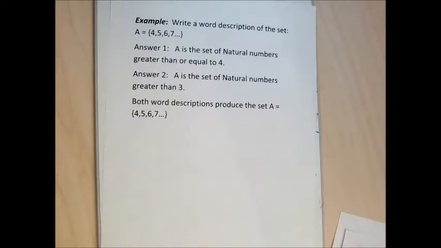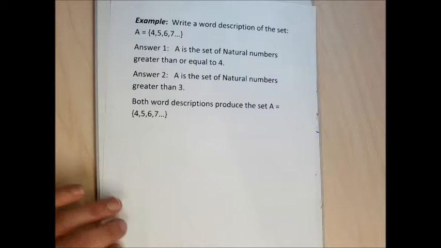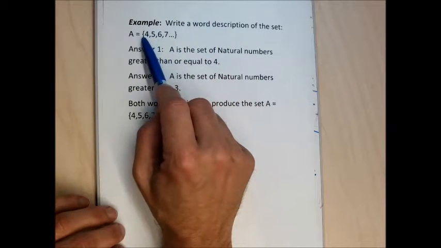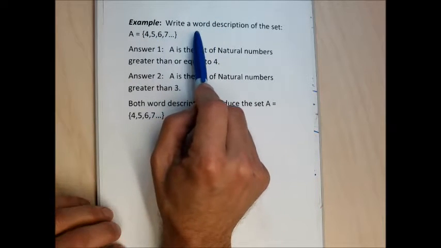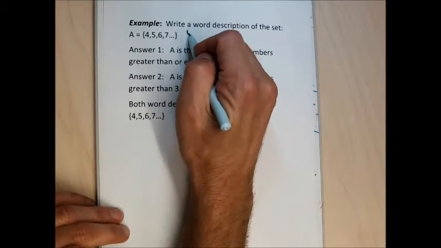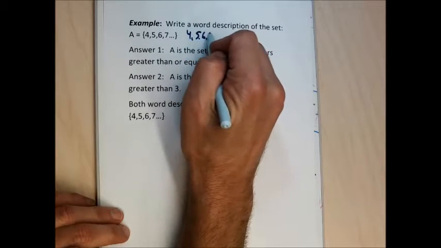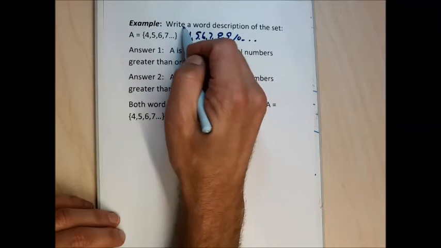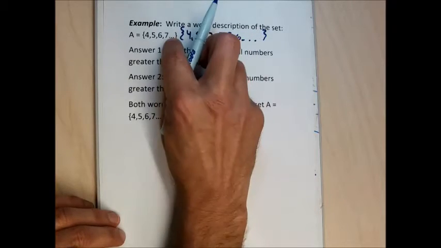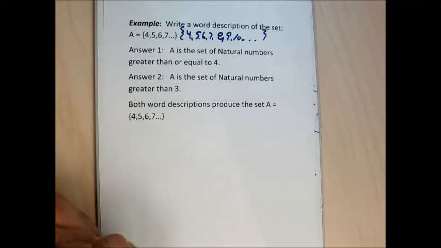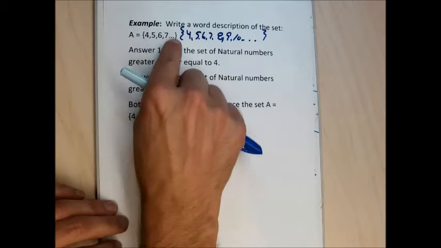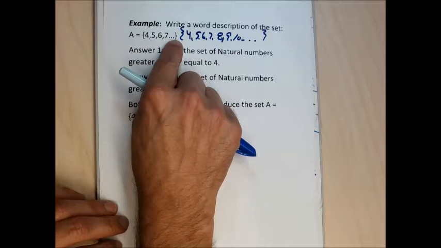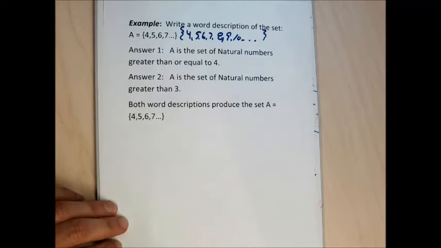Here's another example just to get us used to doing this. So write a word description for the set 4, 5, 6, 7, dot dot dot. So this means 4, 5, 6, 7, 8, 9, 10. And this set goes on forever without ending. The dots tell me to continue that pattern. And since there isn't a number at the end of the dots, it means that list goes on forever.